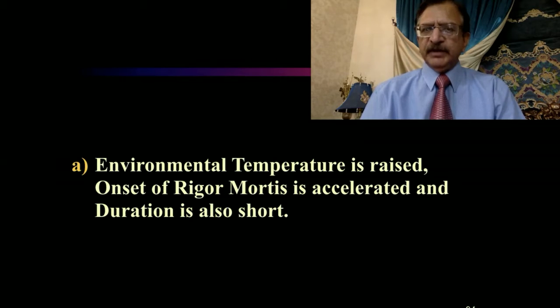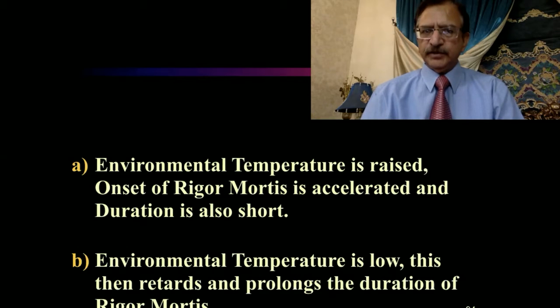When the environmental temperature is raised, the onset of rigor mortis is accelerated and its duration will be short. And if the temperature of the environment is low, then the rate of development will be slowed down, and the duration of the rigor mortis will be prolonged.